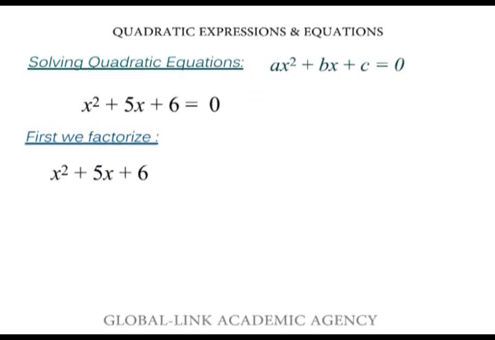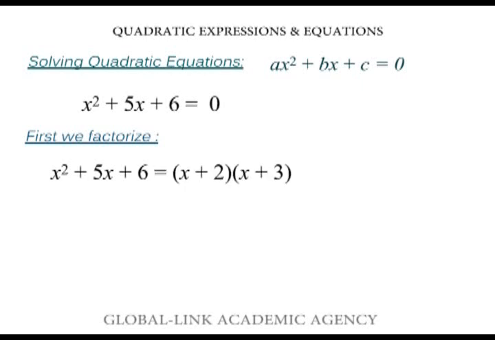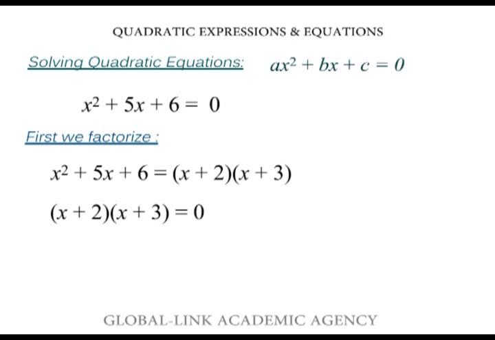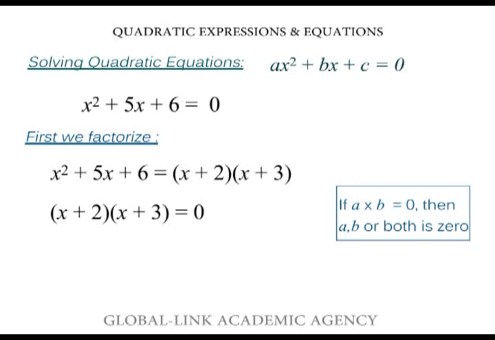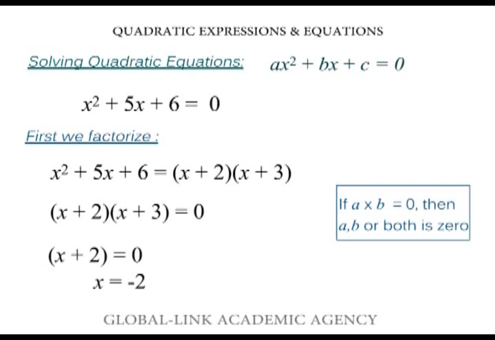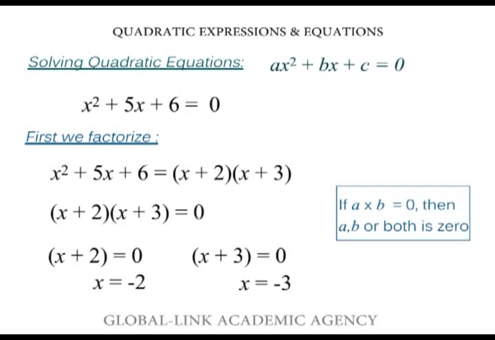x squared plus 5x plus 6 is equal to (x plus 2) times (x plus 3). Therefore, (x plus 2) times (x plus 3) is equal to 0. Now, assuming a times b is 0, it means either a, b, or both is 0. Equally, for the above case, either x plus 2, x plus 3, or both is 0. If x plus 2 is 0, then x is minus 2. If x plus 3 is 0, then x is minus 3.